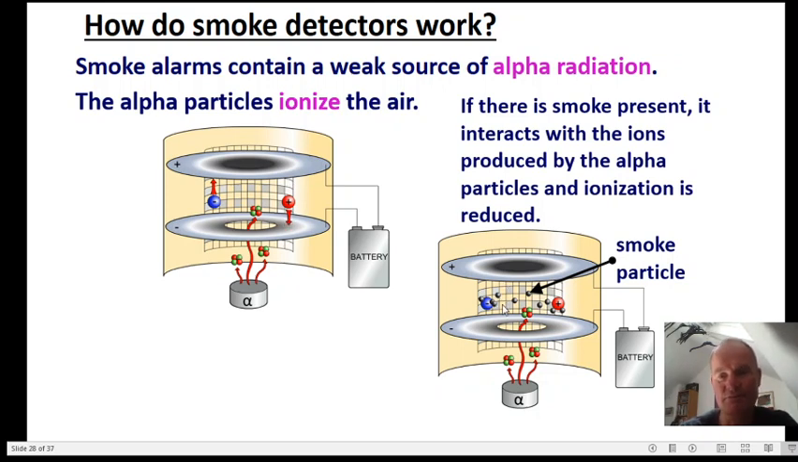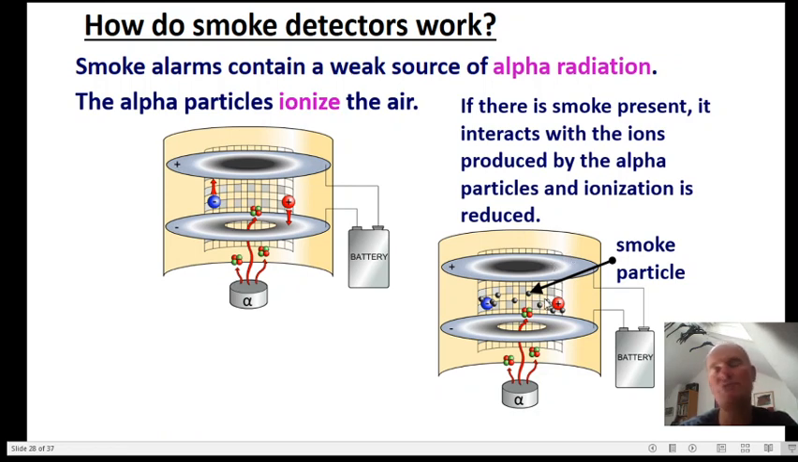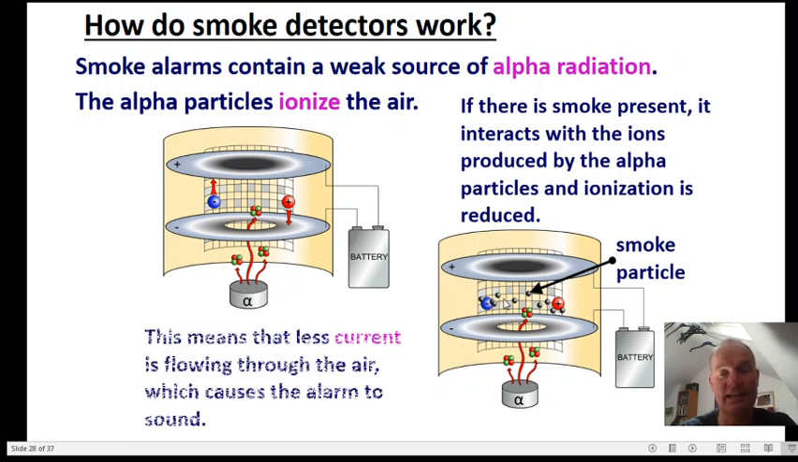However, when smoke particles, which are tiny microscopic bits of soot, really bits of carbon, get here, they get in the way, and they reduce the amount of ionization that occurs, because they're blocking the alpha particles, which are big and heavy, and crash into them. And therefore there's less ionization when smoke suddenly gets introduced. And because there's less ionization, there's less current flowing between the 2 plates. And the detector in the alarm says, oh, there's not enough current here.